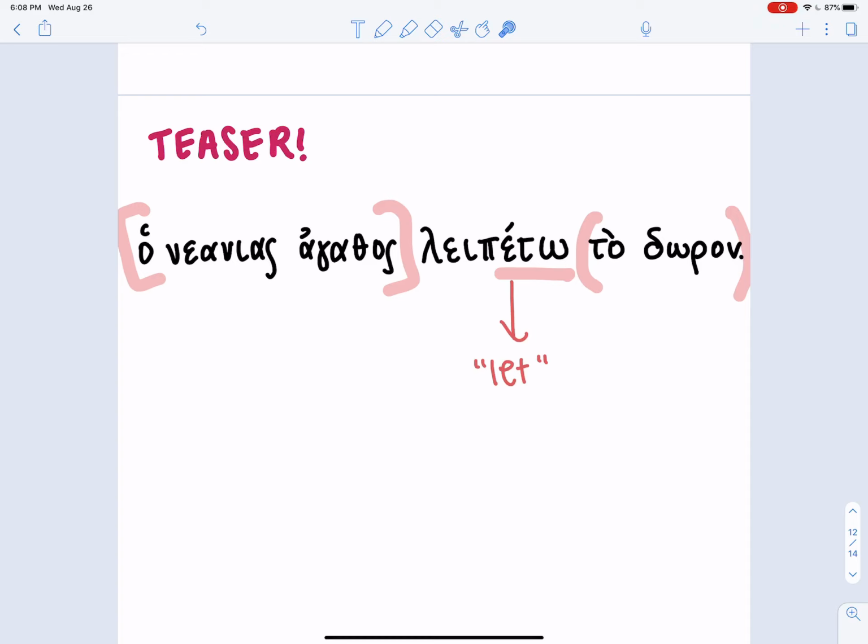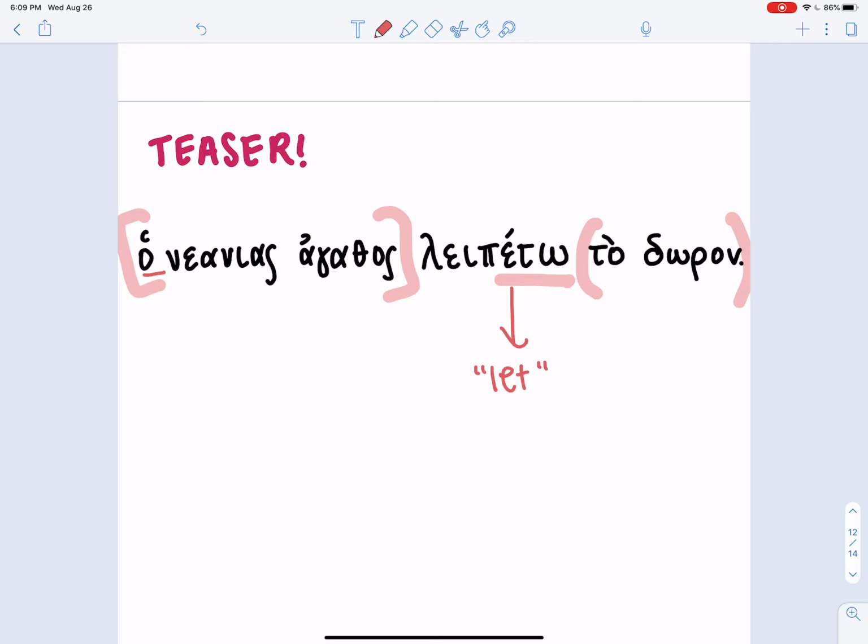So let, third person singular, let's look for our subject. Let the. Now, what have we learned about any of these words in this phrase here? Ha, we know. That is our masculine definite article. So we know that one. What in the world is neonios? We don't know that, do we? Well, we will next week, because this is an example of a masculine first declension noun.